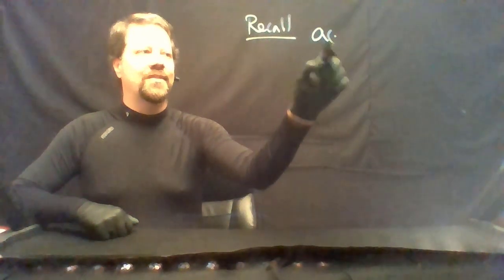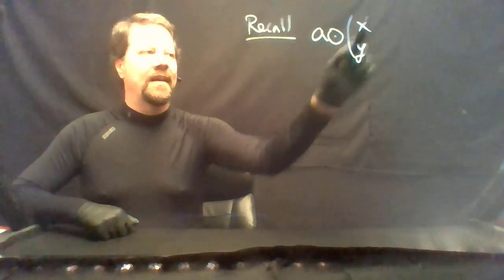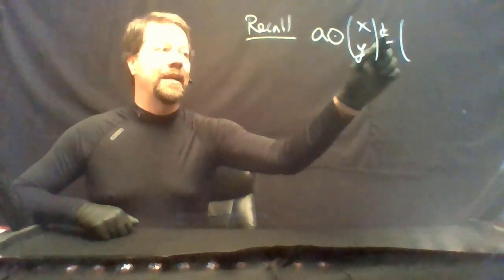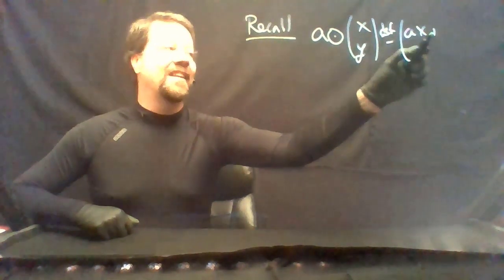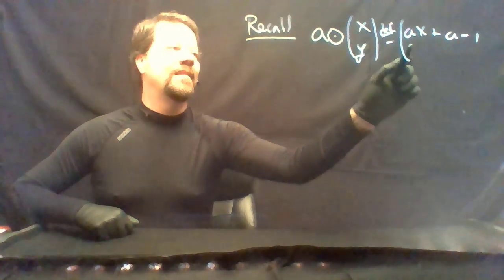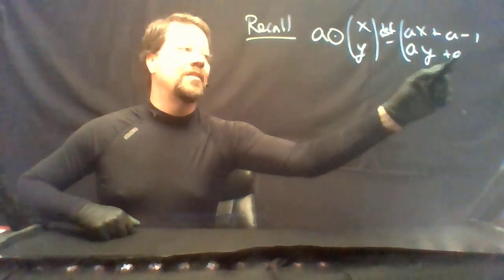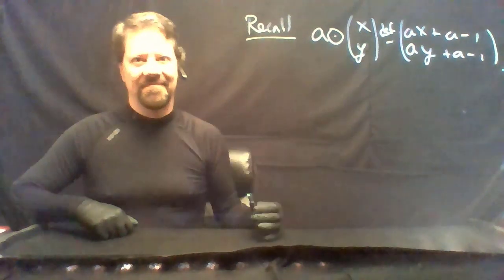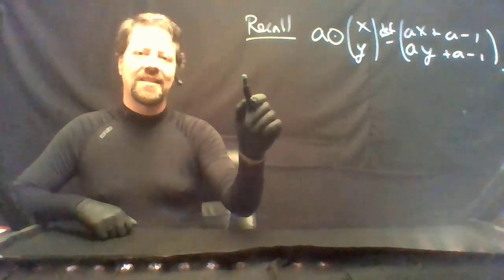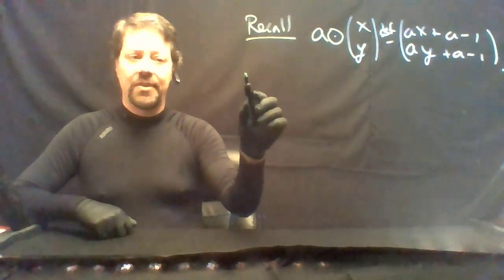Now, just as a reminder, we've defined a circle times xy to be, by definition, ax plus a minus 1, ay plus a minus 1. Does this satisfy the associative law?